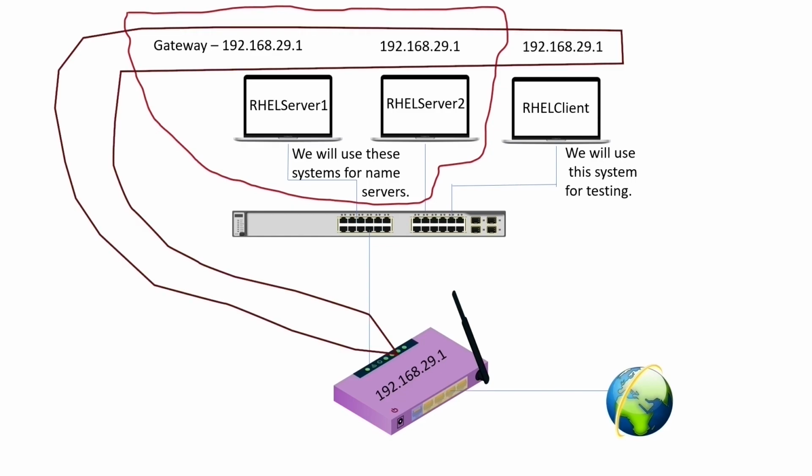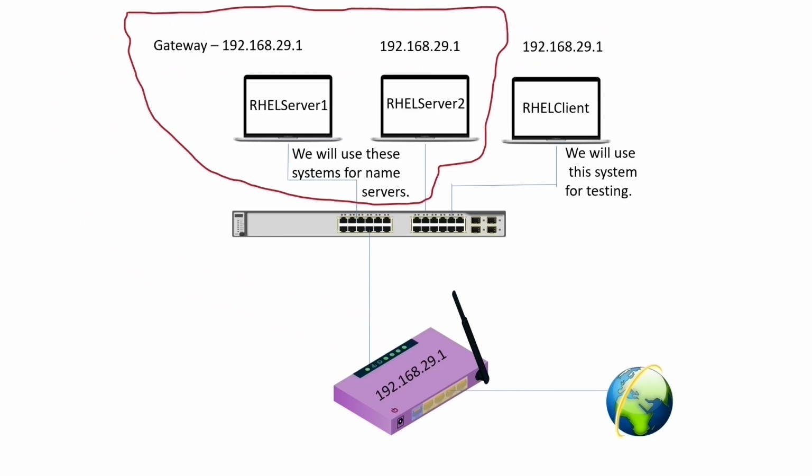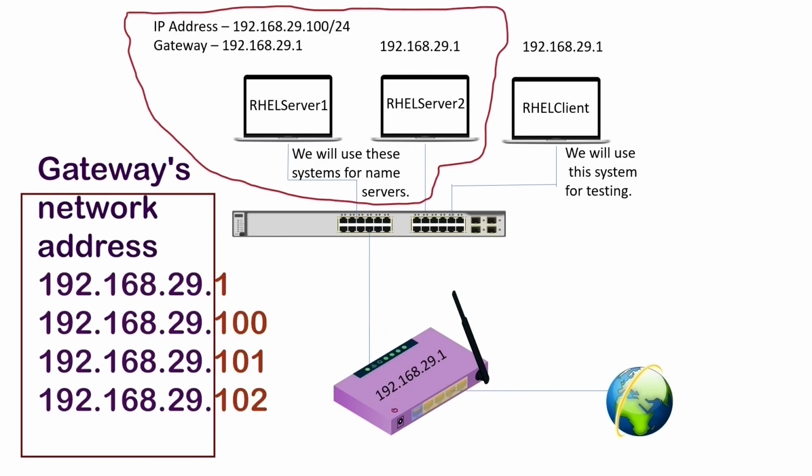My modem's IP address is 192.168.29.1. Therefore, I will use this IP address as the gateway IP address on all virtual machines. Use an IP address from the gateway IP addresses network for each system. I will use the IP addresses 192.168.29.100/24, 192.168.29.101/24, and 192.168.29.102/24 for RHEL Server 1, RHEL Server 2, and RHEL Client.